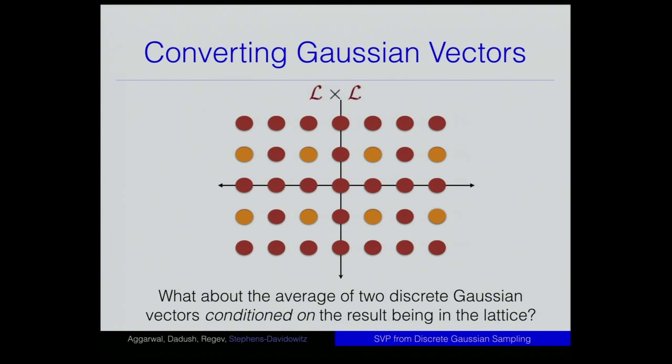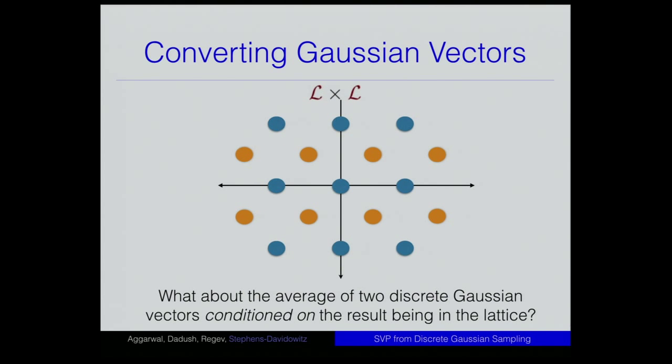So here are the vectors whose coordinates are all odd. Here are the vectors whose coordinates are all even. And we're going to throw out the rest. This is what we get after we condition. And you can note that this is also a lattice. I'll call it L dagger. It's just the set of points y1 and y2 that have the same parity.